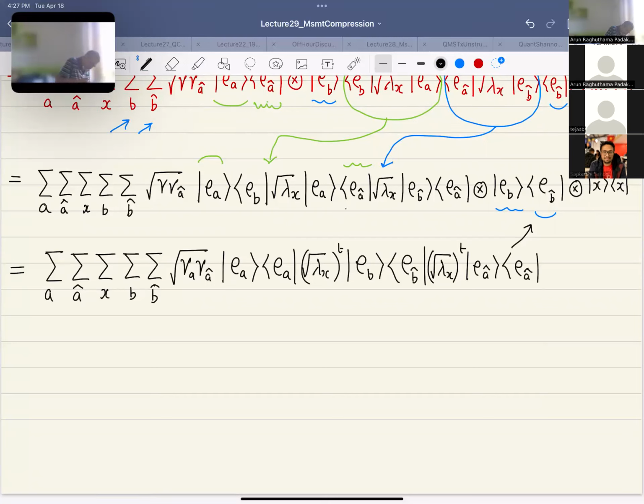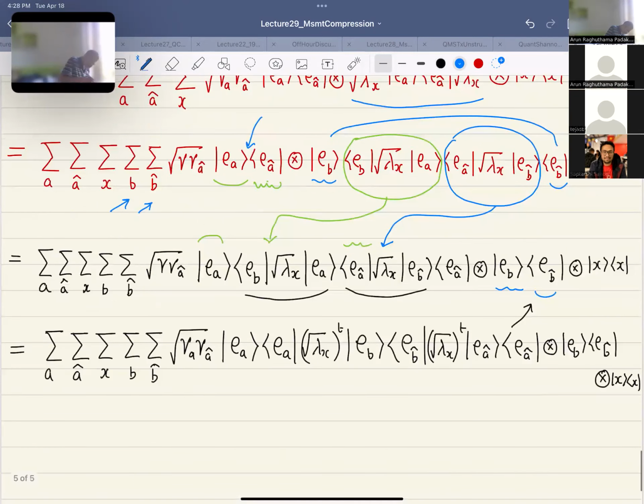So what I've done, I've transposed this whole thing. So got this EA to the left and the EB to the right. Got the EA hat to the right and EB hat to the left. Okay. Tensor EB hat tensor XX. Okay. Now I'm going to do a trace. So now I'll do a trace over A. So now I'm going to trace out this part.